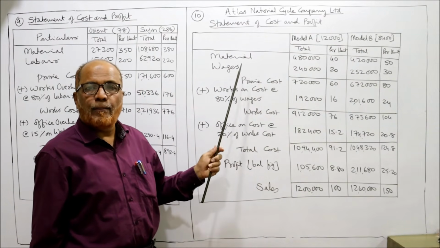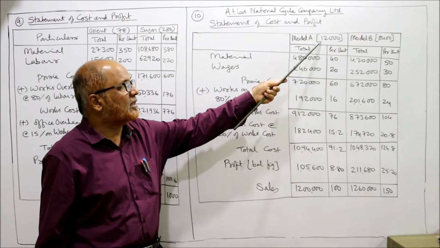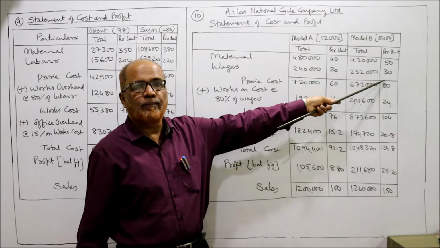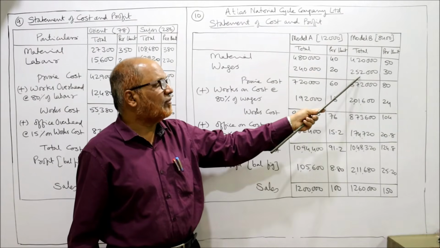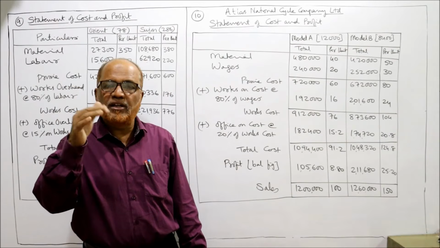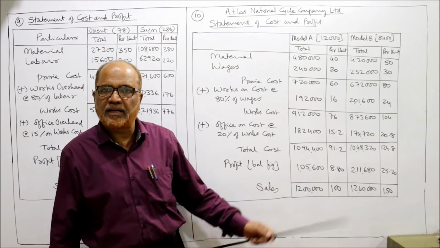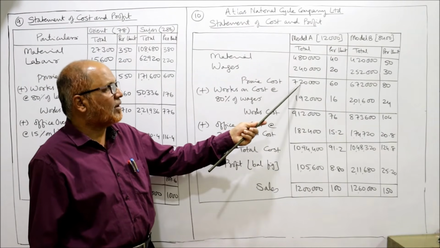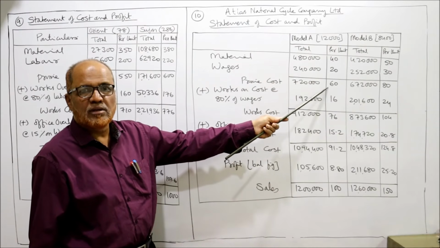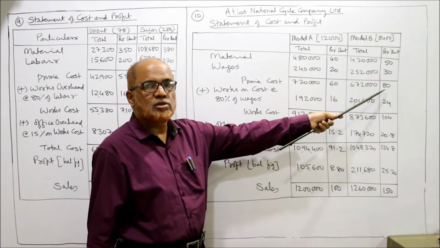Similarly, wages. Per cycle wages are 20 rupees for model A. How many cycles are manufactured? 12,000. So 20 into 12,000, 2,40,000. Per cycle wages are 30. 30 into 8,400, 2,52,000. तो प्रॉब्लम में पर साइकिल दे दिया है, we need the total. तो मल्टीप्लाई करेंगे पर साइकिल विद नंबर ऑफ साइकिल्स, will get the total. तो प्राइम कॉस्ट we got 7,20,000 total prime cost of A, per cycle 60 rupees. The prime cost for model B is 6,72,000, per cycle 80.